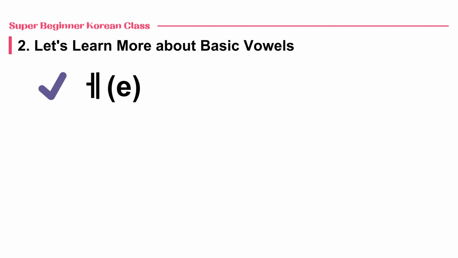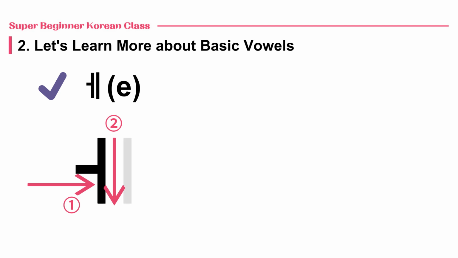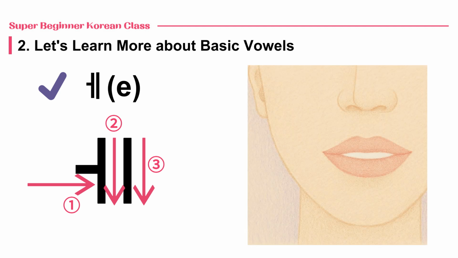Next is 에. Draw a short horizontal line from left to right, then add 2 vertical strokes going down. 에 sounds very close to 에, but your mouth is slightly less open. Let's try. 에, 에, 에.